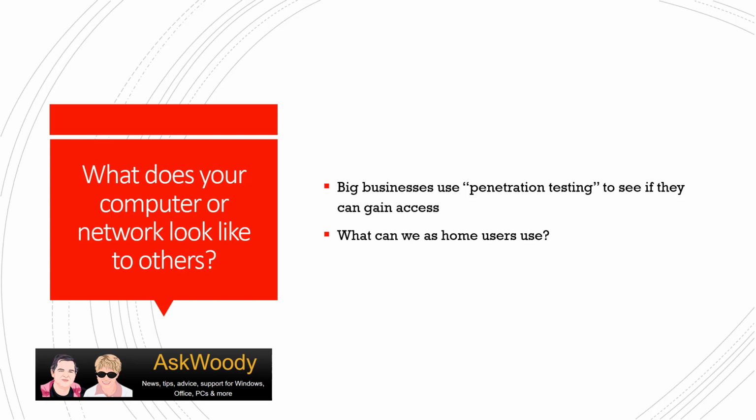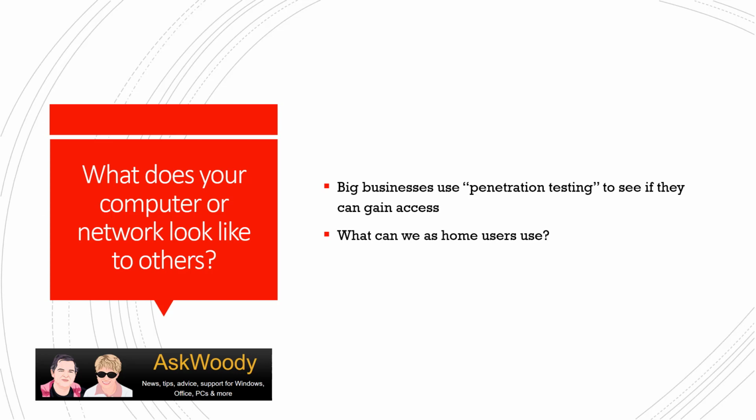So tonight I'm going to talk about what your computer or network looks like to others. Big businesses can do what they call penetration testing, where they hire a firm to see if they can break into the system. They do it in multiple ways. They'll try phishing attempts, they'll try hacking in from outside, and they'll look to see what devices are exposed. One of the things they do in this pen testing is see if there's an open port, and if there's a vulnerability in that open port.